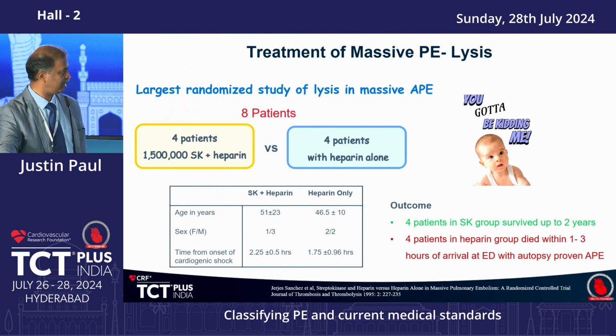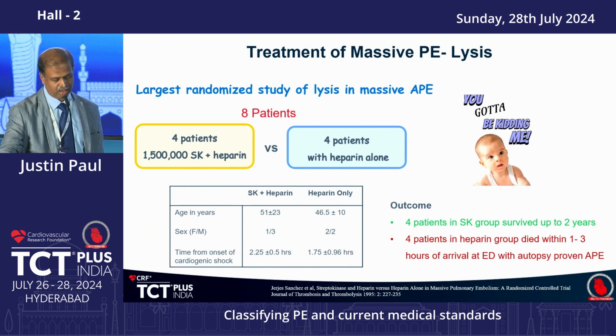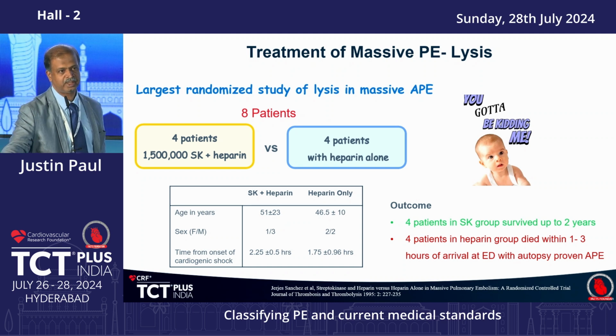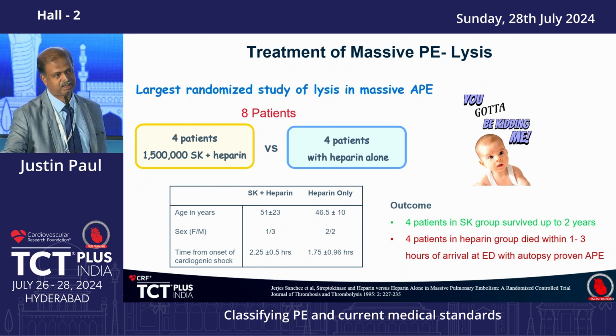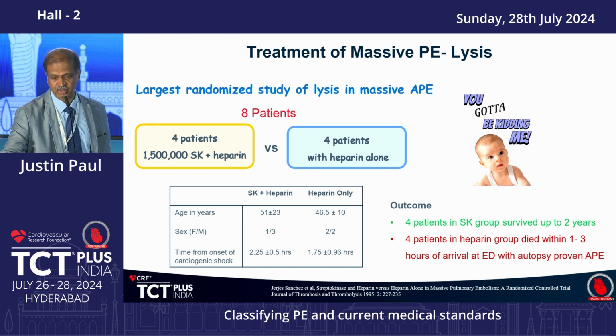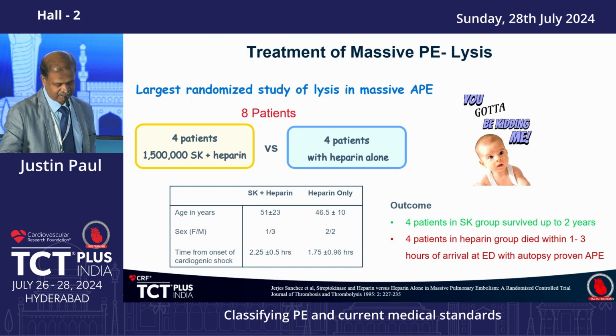So if you look at why the guidelines recommend thrombolysis, it is based on one randomized study. If you look at the number of patients in that randomized study, it is only 8 patients. It is the only randomized study available for thrombolysis in acute massive pulmonary embolism as of now. 4 patients got heparin and streptokinase, 4 patients only heparin. All the 4 with heparin died and all the 4 with streptokinase lived, and that subsequently became the standard of care.